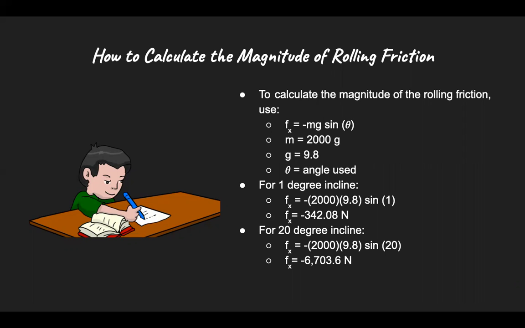while the incline of angle 2 was 20 degrees. The rolling friction of the 1 degree incline was calculated to be negative 342.08 newtons. The rolling friction of the 20 degree incline was calculated to be negative 6,703.6 newtons.